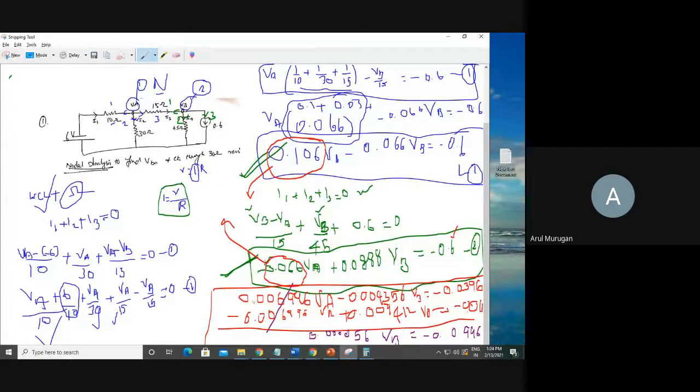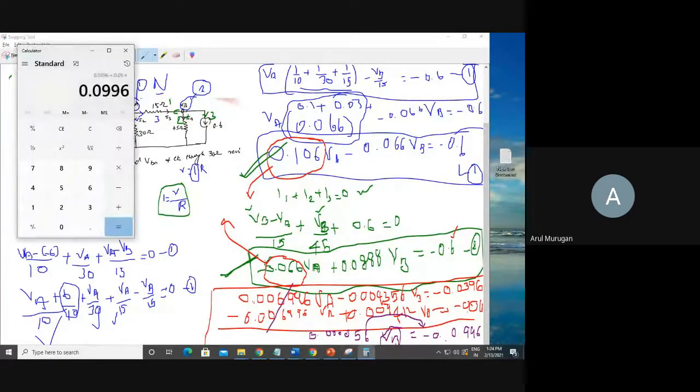What is there on the left hand side? VB. Keep it on VB. This term you can move to the opposite side, and moving to the opposite side means divide by this answer. So 0.0996 divided by 0.000056, 40 I have written. Okay, 4056. The answer is 1778.